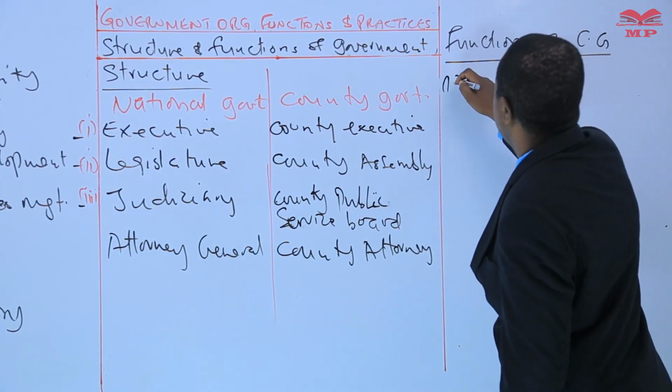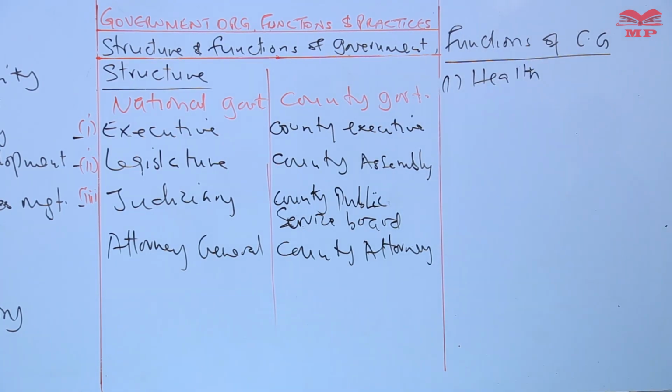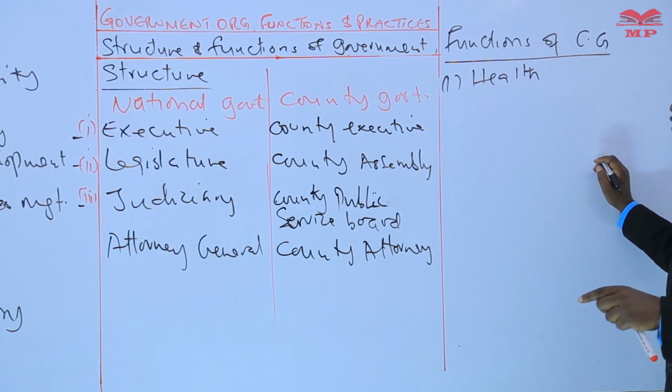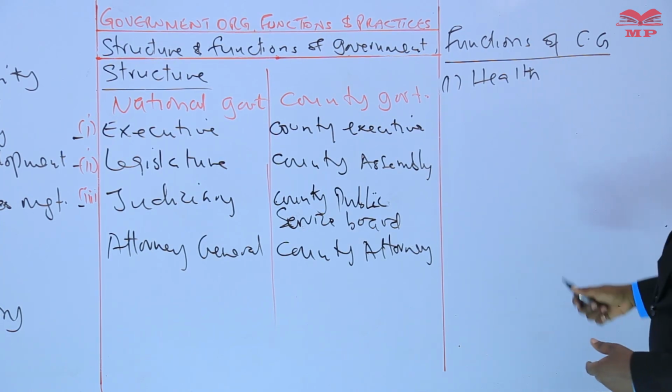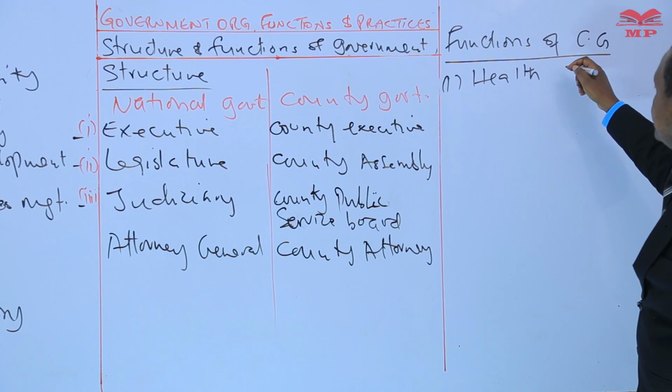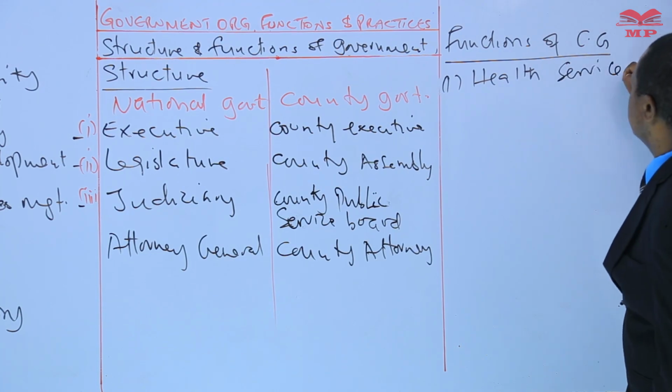Number 1, health. These are health services, candidates. The county governments are responsible for the provision of primary health services, including the management of health facilities and also the implementation of health programs at the national level. We could have county hospitals and so on. So the county governments are responsible for providing health services.